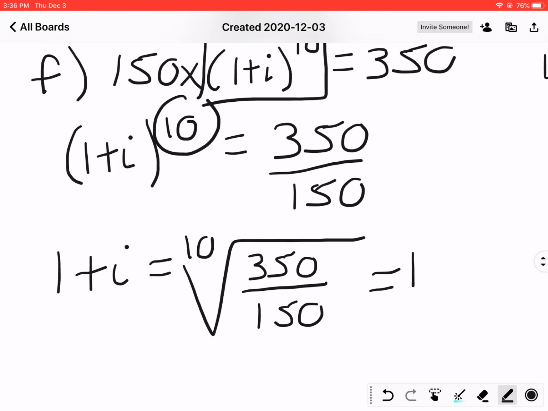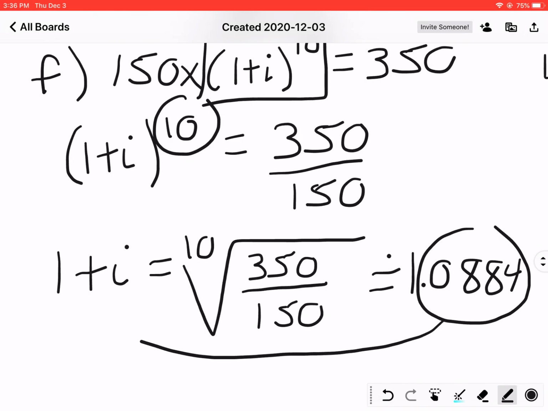And this gives us 1.0884 something. And this part is your value for i. So if there was a question asking about interest rates, it would be 8.84%. And that's it.